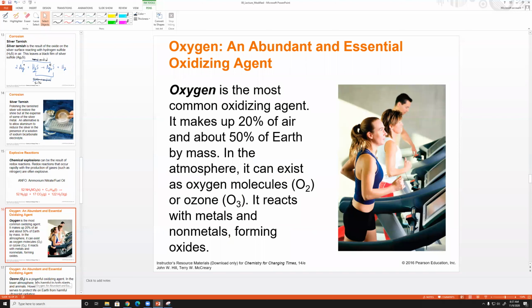Now oxidation in oxygen. So oxygen is, like I said, one of the most important oxidizing agents, one of the most powerful ones too. And it can exist in the atmosphere as 2 molecules, right? We know oxygen gas is O2, and also we know ozone. Ozone's O3, and it's in the atmosphere, and it protects us against solar flares, against radiation.